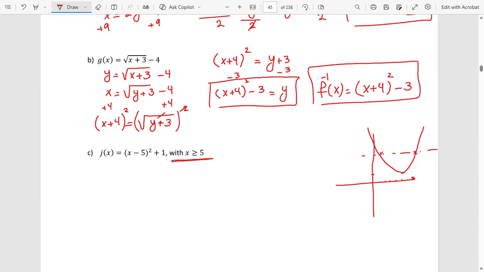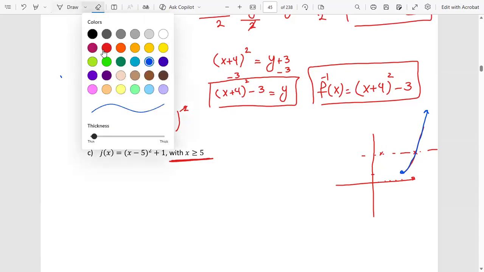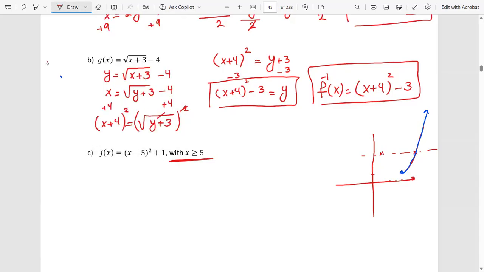But when it's mentioned that x is only greater than or equal to 5, it means that from this point, only look at this side of the function, the blue side. Is this function one-to-one now? Yes, because any horizontal line only crosses the function at 1 point. And this is only for showing you that this function is one-to-one. That's it. You don't need it anymore.